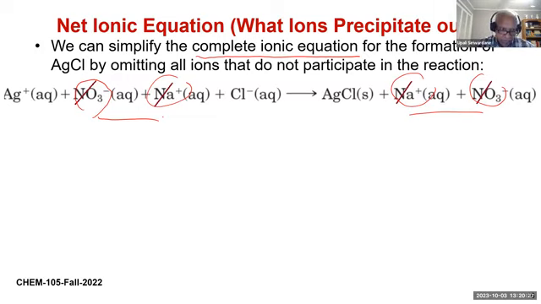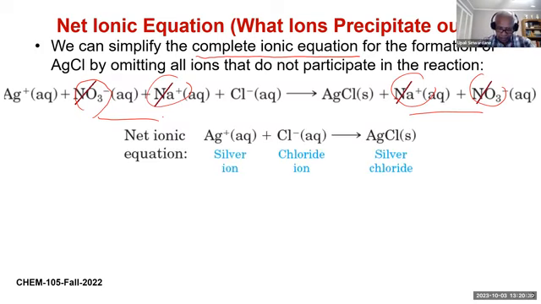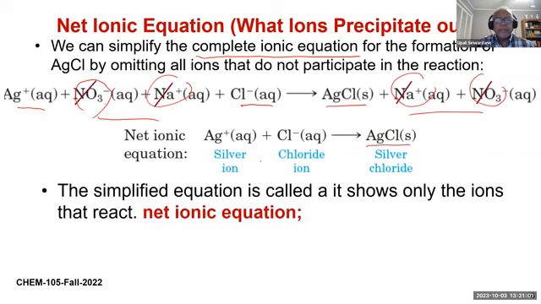Therefore, the net ionic equation is the one you get when you remove sodium ion and nitrate ion. What's left over is these three, silver ion, chloride ion, and silver chloride. Therefore, it shows what exactly precipitated. This is another way of showing the details of how the reaction of ionic compounds in water takes place. The net ionic equation only shows the ions that react. Those that react are silver ions and chloride ions to give silver chloride solid.